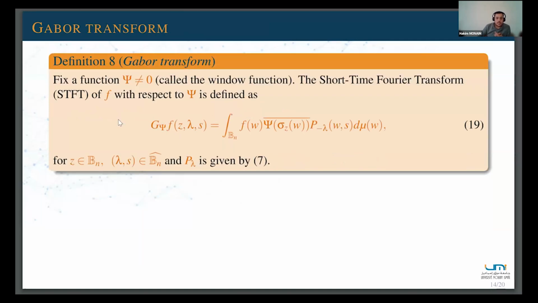Now I have to go to the Gabor transform. Let's fix a window psi different from 0, called a window function. The short time Fourier transform of f with respect to psi is defined by G_psi f(z, lambda, s) equals this integral. Always d mu is the measure which we defined earlier, for z in the unit ball and (lambda, s) in the unit ball hat, and p_lambda is given by this.